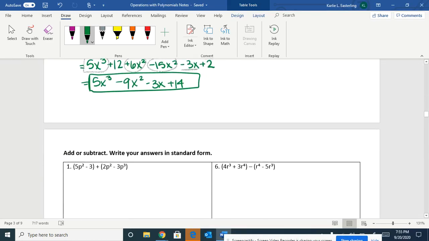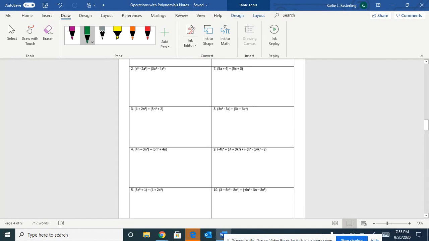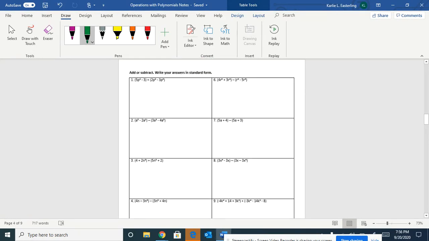All right, so as you can see, the next page in our notes is a bunch of problems, 10 to be exact, where it just says add or subtract and write your answers in standard form. So today we are actually going to skip over that page. We are going to come back to it the next time I see y'all.